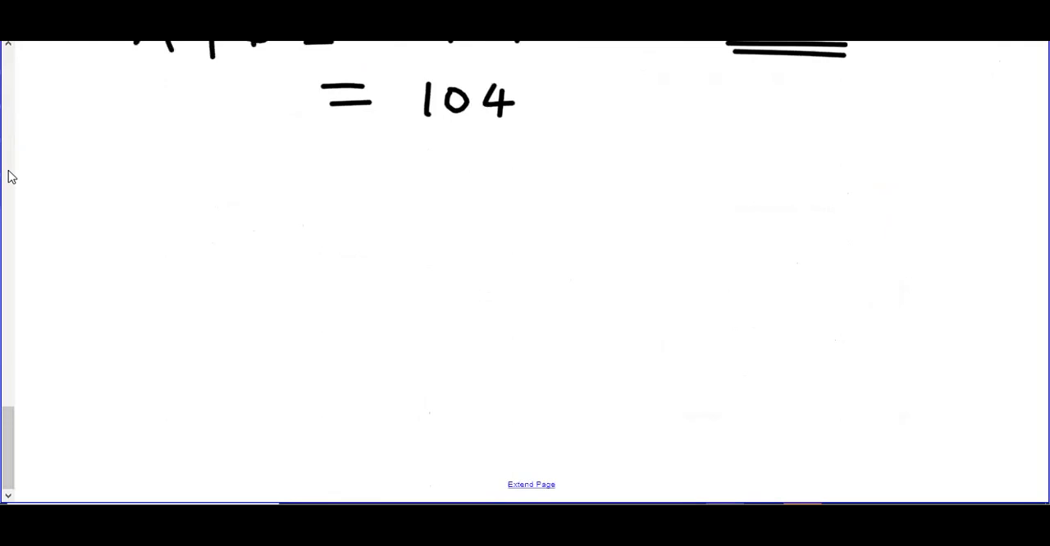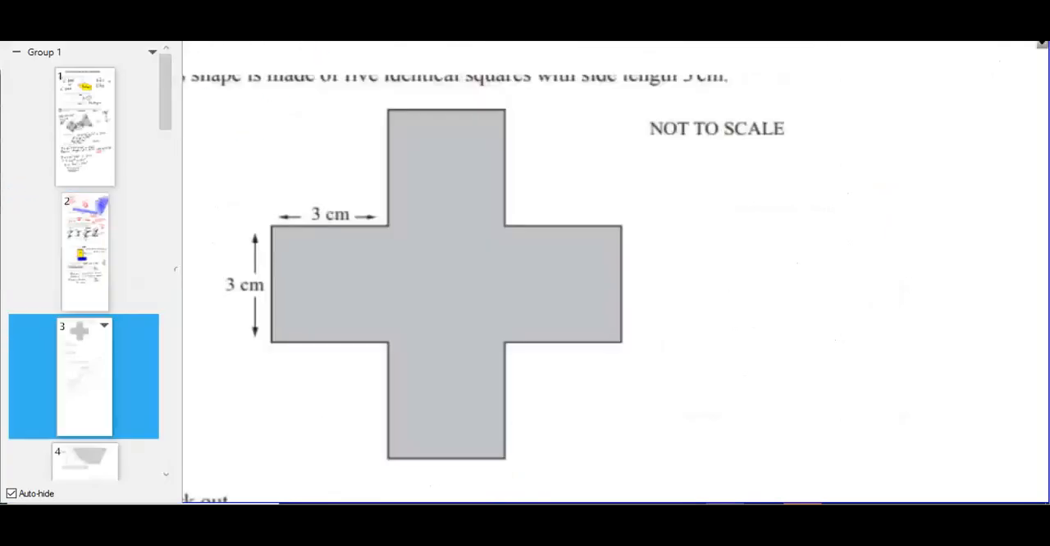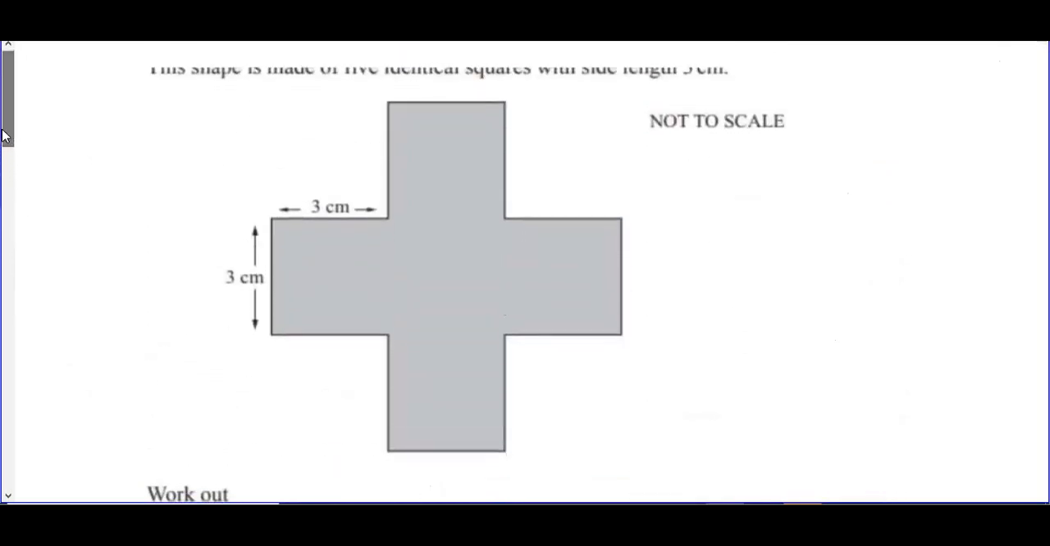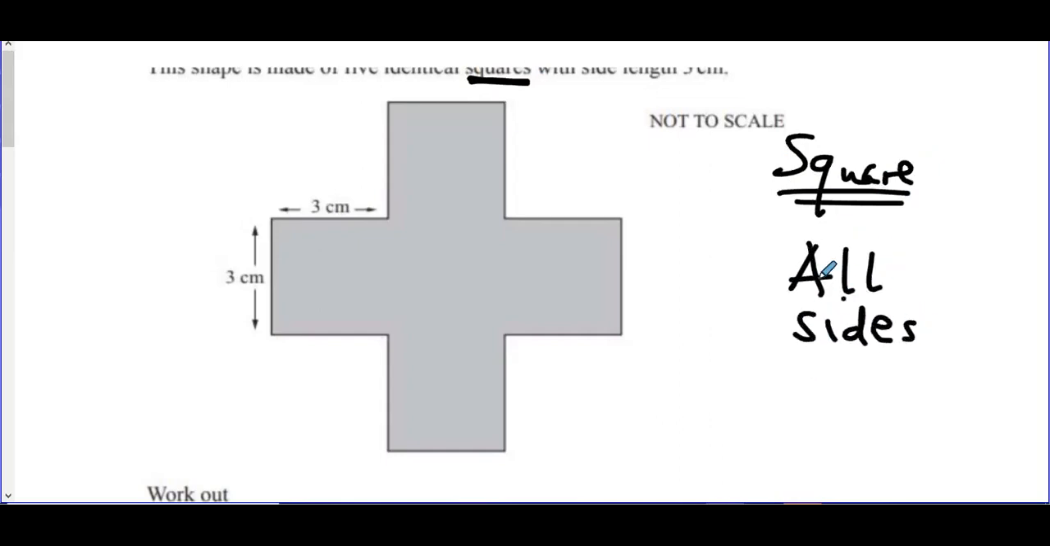The next question will be this question here. The question says, this shape is made of 5 identical squares with side length 3 centimeters. So again, this is a compound shape made up of 5 identical squares with side length 3 centimeters. Now let us see the question. What about the perimeter? Same concept. Remember, this is formed by joining identical squares. For a square, we say a square has all sides equal. What I mean here is, if from here to here is 3, even here will be 3.